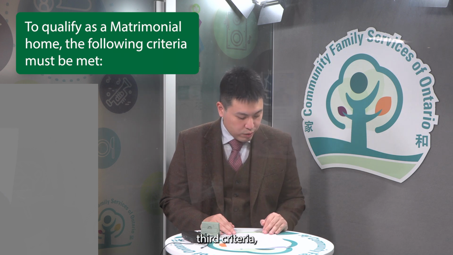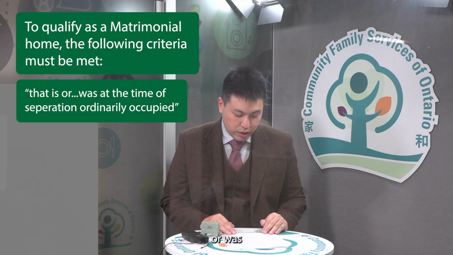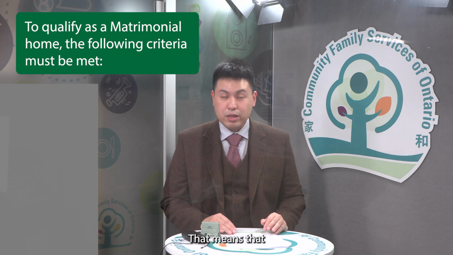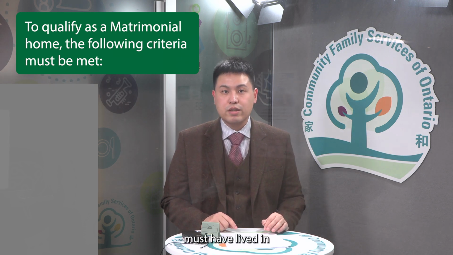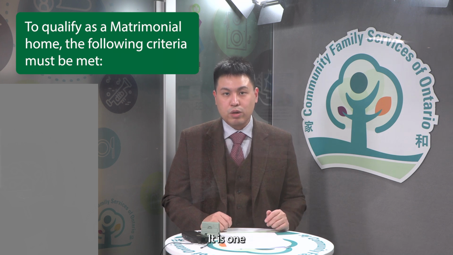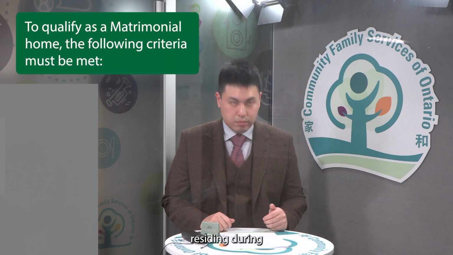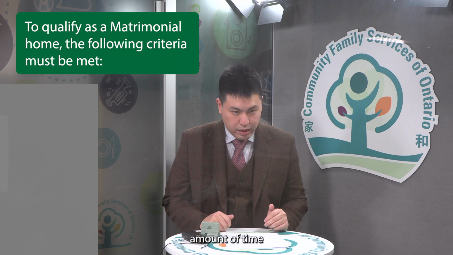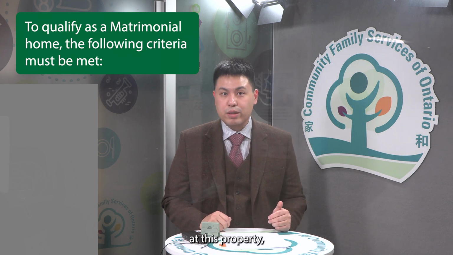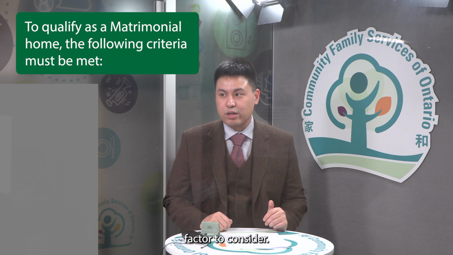For the third criteria, that it is or was at the time of separation ordinarily occupied. That means that you and your spouse must have lived in the property and used it as a family home. It is one where you ordinarily reside during your marriage. And the amount of time that you spend at this property is an important factor to consider.